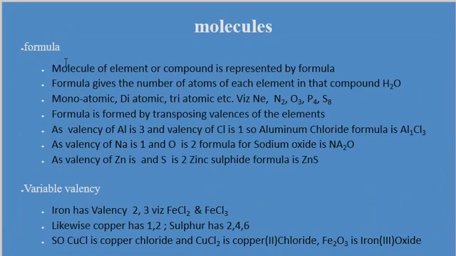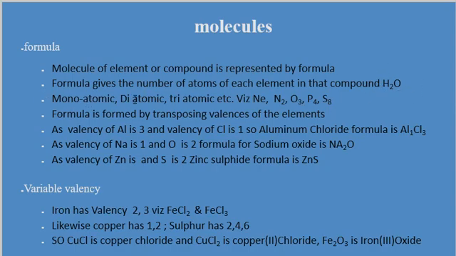Now, like elements have a formula, C for carbon or Ag for silver, molecules also have formulas. A molecule of an element or compound is represented by a formula. The formula gives the number of atoms of each element in that compound. For example, H for hydrogen means one atom, but in water it is H2O. So H2O is a compound consisting of two hydrogen and one oxygen. The formula gives the number of atoms of each element in that compound. So what do we call it?